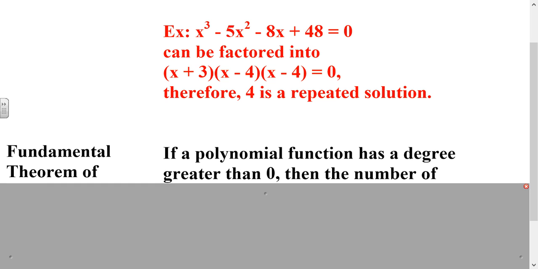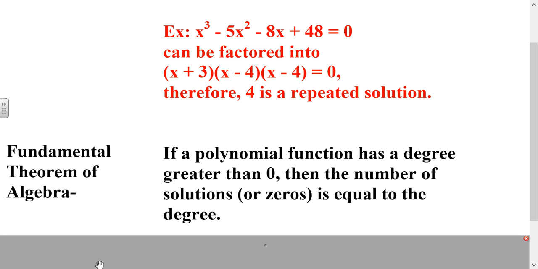So what is the fundamental theorem of algebra? If a polynomial function has a degree greater than 0, then the number of solutions, or zeros, is equal to the degree. So going back to this equation up here, we had x to the third power as our highest exponent, so the degree is 3. That means it will have 3 solutions, whether they're real or imaginary.